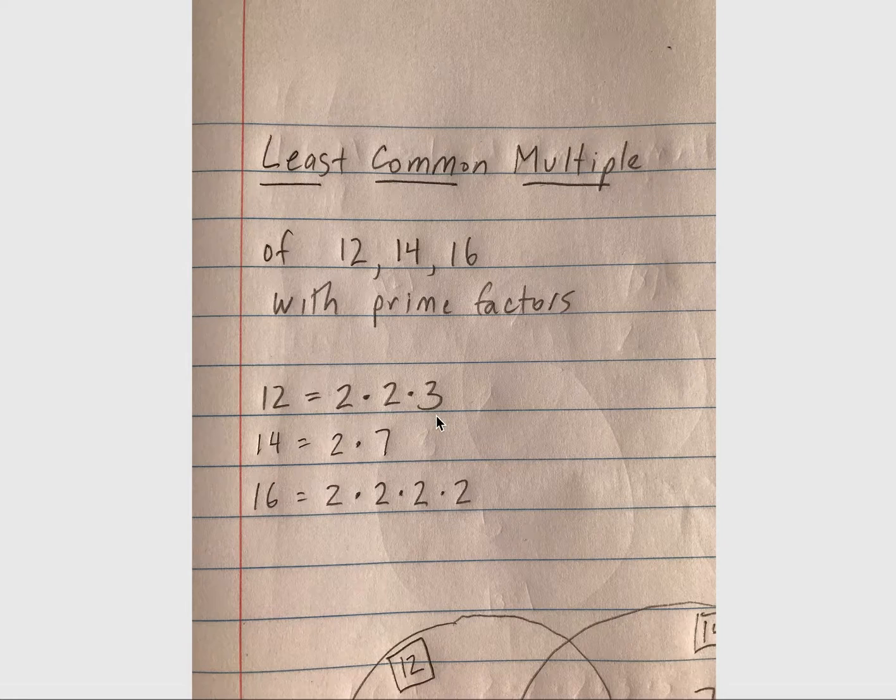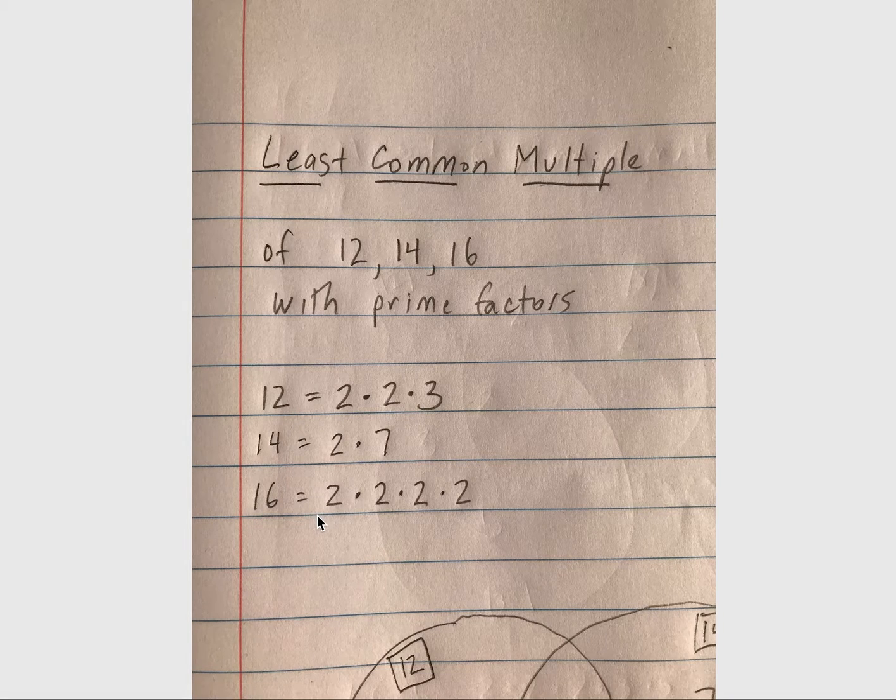All multiples of 12 have this recipe, 2 times 2 times 3, and they will have another number. So 24 is 2 times 2 times 3, the recipe for 12, times 2. 36 is 2 times 2 times 3, the recipe for 12, times 3, times 4, times 5, etc. And the same goes true for any number. That's why if these numbers are in the prime factorization of the number, then that is a multiple of 16 or 14 or 12.